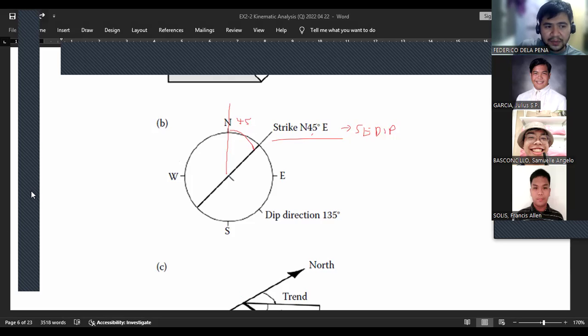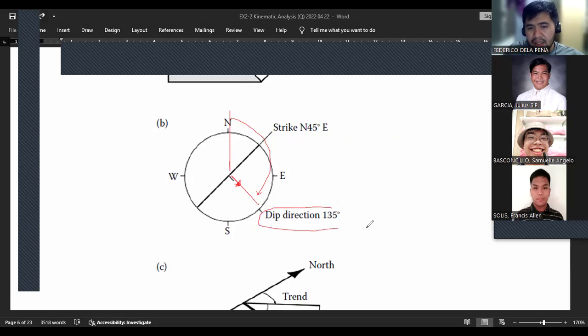Now, if you're going to express this in the azimuth, dip azimuth notation, all you have to do is just determine the direction of the dip. Okay, extend it like that, and then measure it relative to the north in the bearing notation. Hence, this is 135 azimuth.